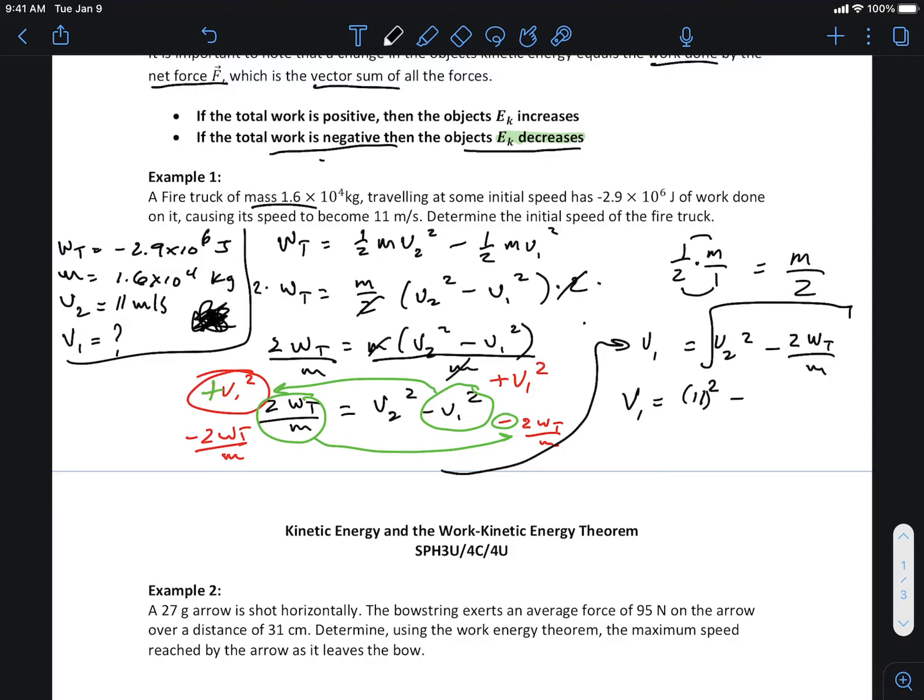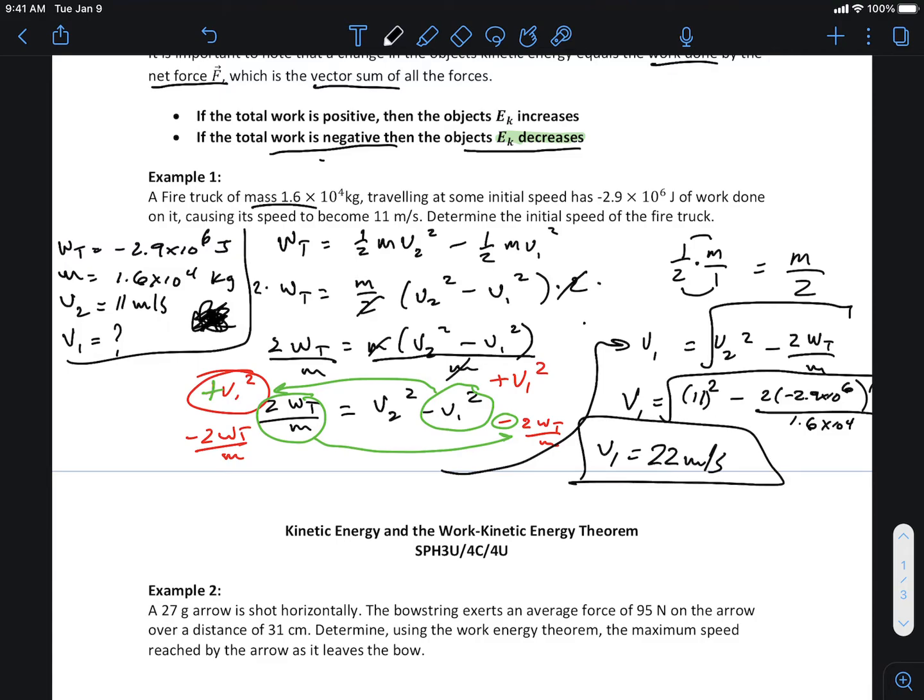Then you got to subtract 2 times the total work, which was negative 2.9 times 10 to the 6, and divide that by the mass, which was 1.6 times 10 to the 4. Square root all that. What's V1 equal to? You guys can type that. It's a calculator exercise now, right? You type that in the calculator, you should get a V1 of 22 meters per second. Anybody freaking out?